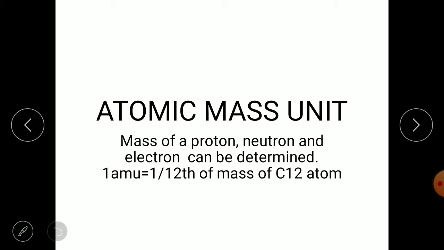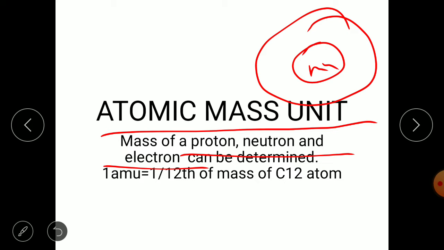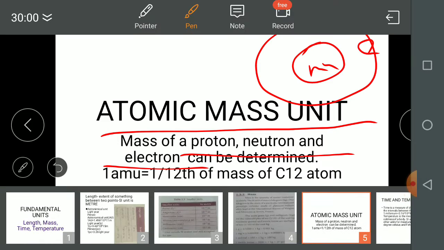Then another important thing we know is the atomic mass unit. This is used for atoms, which are very tiny substances. They cannot be seen with our naked eye. An atom has the mass of protons, neutrons and electrons. These electrons are around the nucleus, and the protons and neutrons are present inside the nucleus.